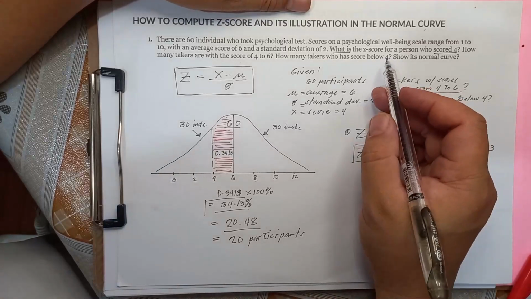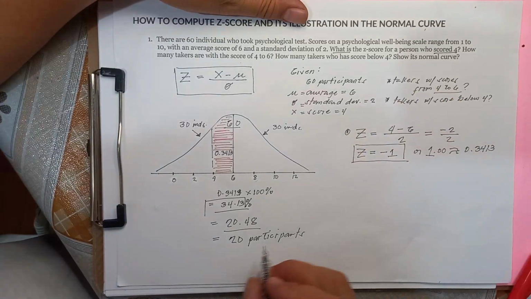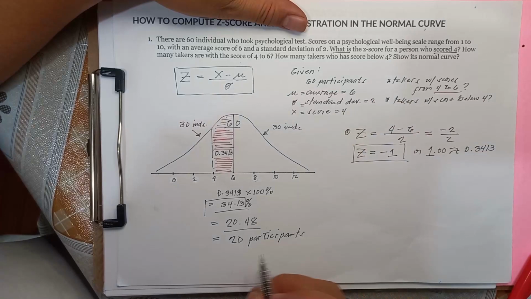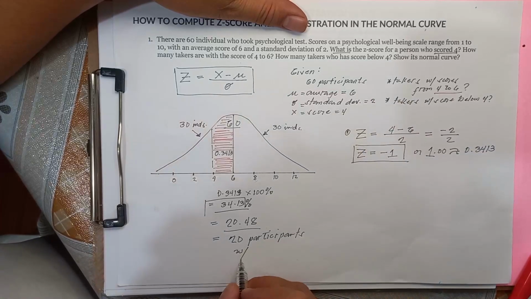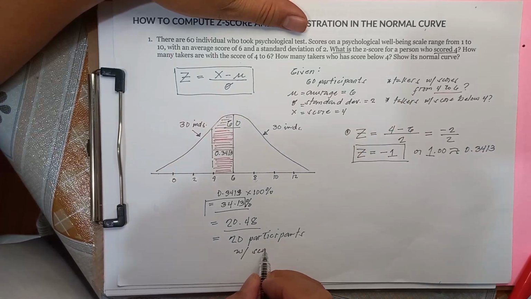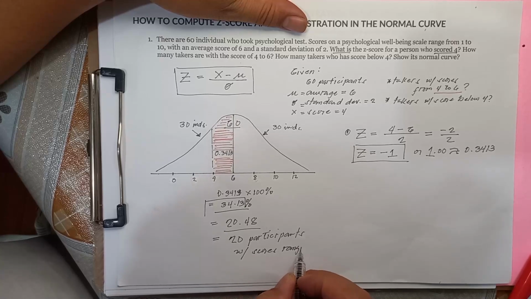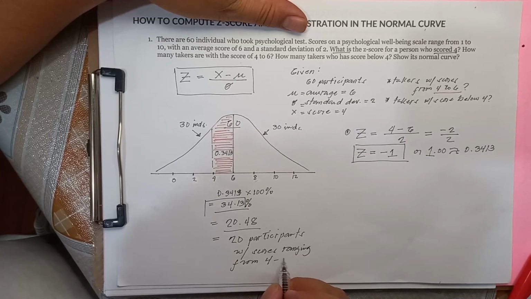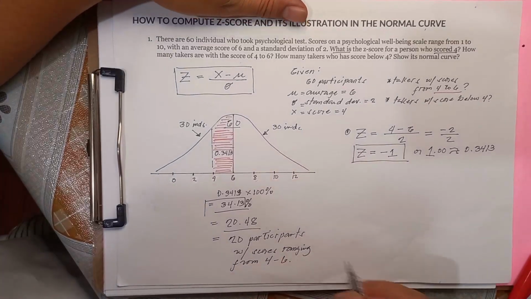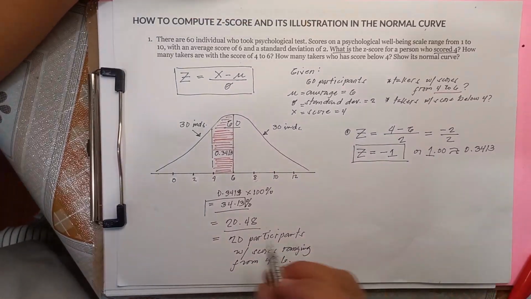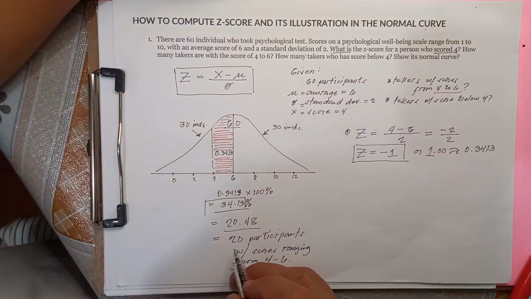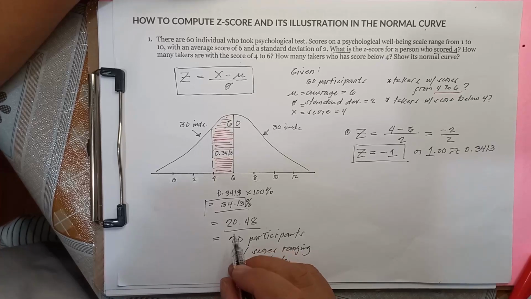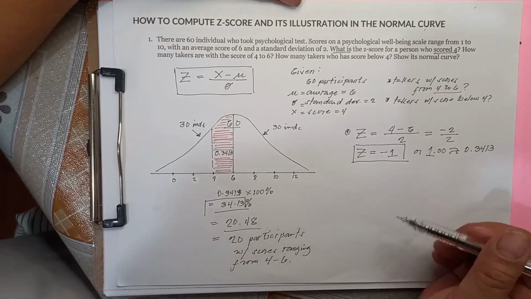In the psychological test, with scores ranging from 4 to 6. Okay, now if you consider this one to be 20, remember that we also consider the next question in here.